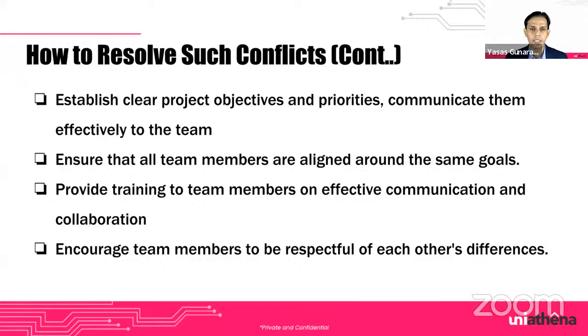Have clear project objectives and priorities. Communicate with teams effectively when things are not happening, when things are lagging. Ensure your team members are aligned to the same goals. And all this can be done, again, with clear communication, clear RACIs, and clear project plans.